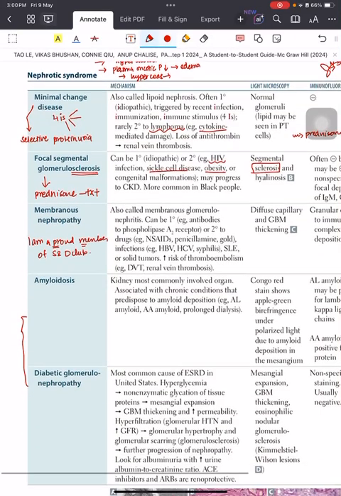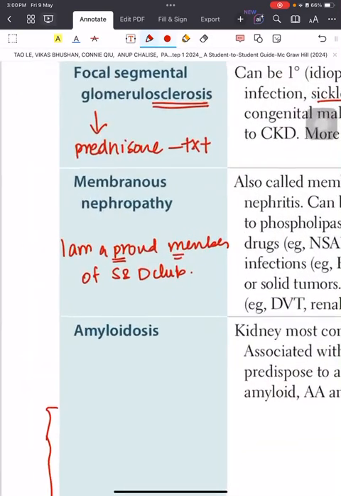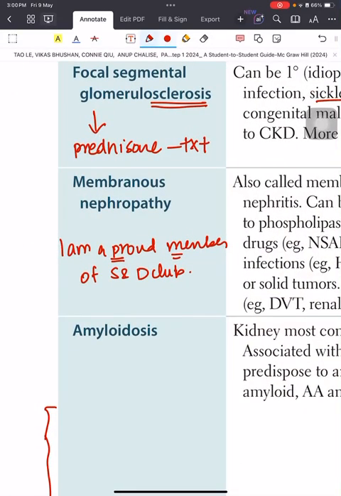Next is the membranous nephropathy. So for membranous nephropathy, I have this really cool mnemonic. I am a proud member of Spike and Dome Club, S&D Club. So with member, just remember it's membranous nephropathy, right?